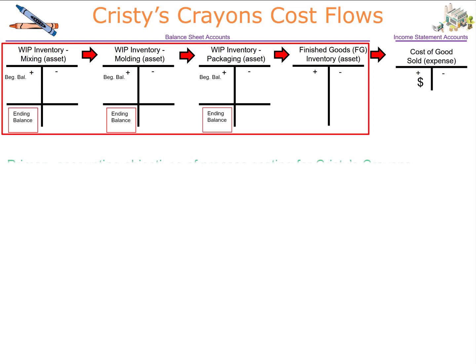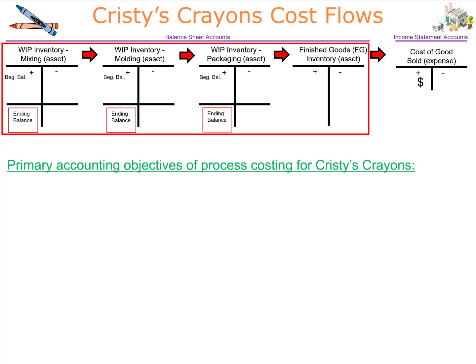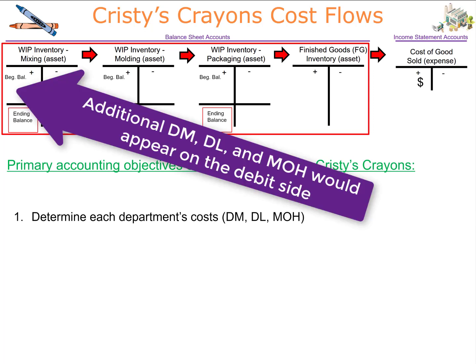So the primary accounting objective of process costing for Christie's Crayons is to, 1. Determine each department's costs for that accounting period, which includes direct materials, direct labor, and manufacturing overhead. These would appear on the plus side of the work-in-process inventory accounts under the beginning balance.